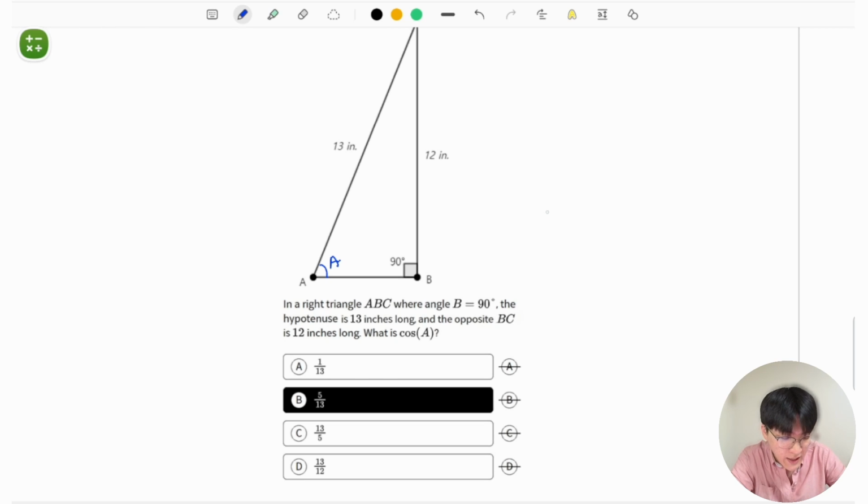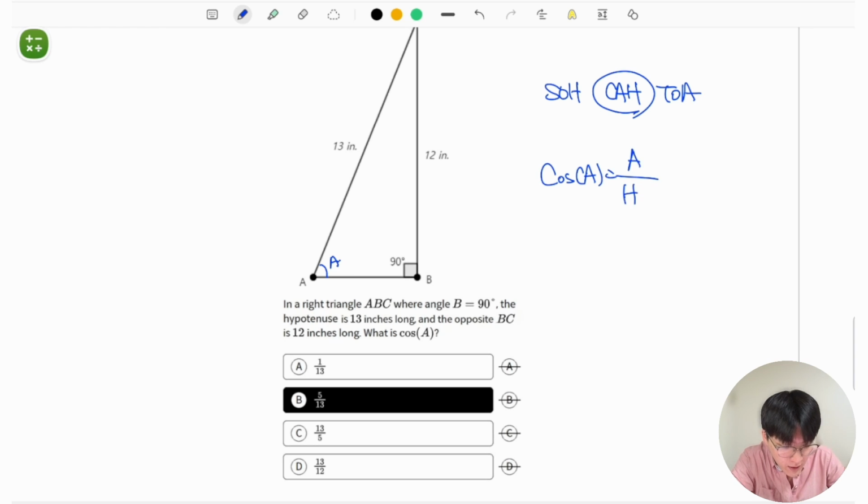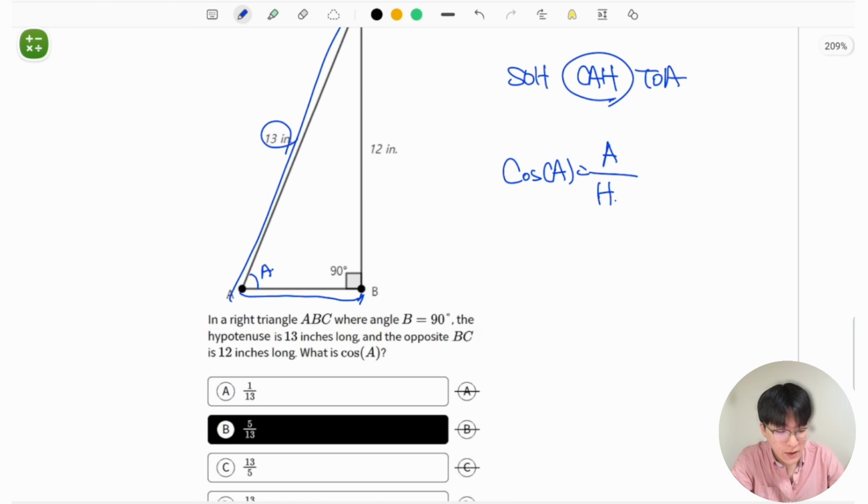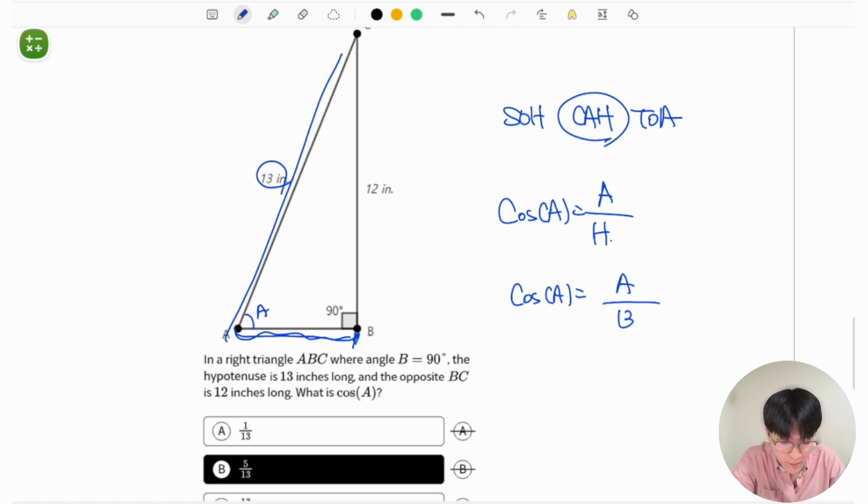Now, SOHCAHTOA is what we need to know, and we are using the cosine. So cosine A is simply adjacent over hypotenuse. Adjacent is this length, hypotenuse is this length. Luckily, we already know the hypotenuse. So cosine A is equal to A over 13. We do not know the value of adjacent here, but we can. How? This is a right triangle, remember?